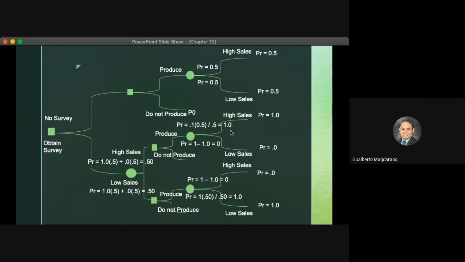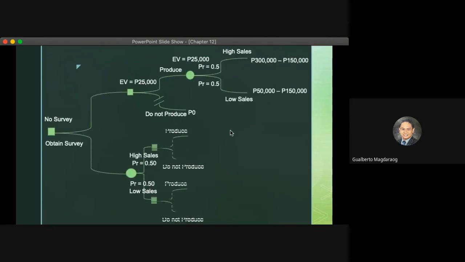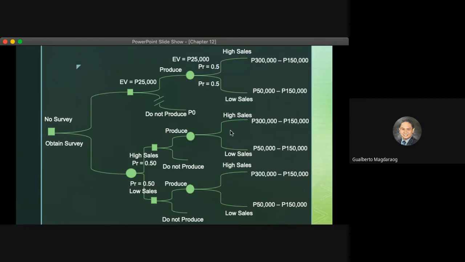Okay? So, after getting these percentages, assuming perfect yung information natin, you can now compute for the expected value. Okay, so isang 100%, isang 0%. So we will get 100% sure of 150,000 if the sales is high. Okay, so ganun din dito.